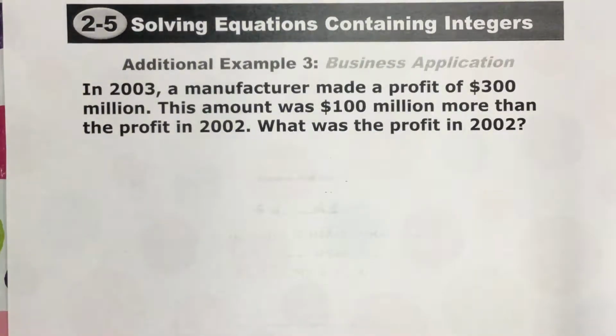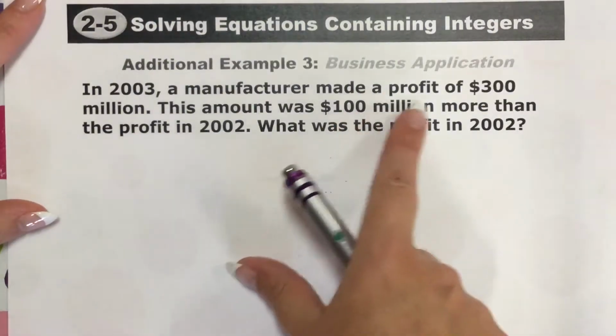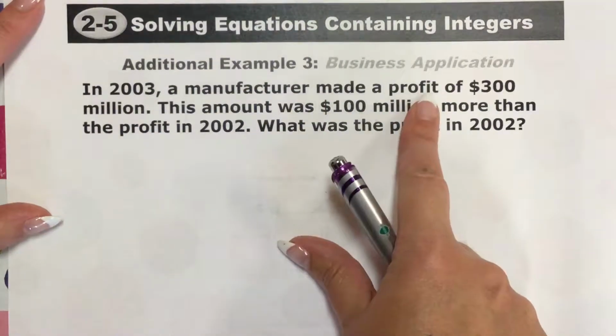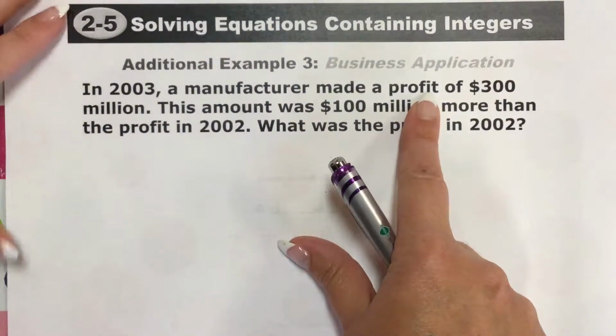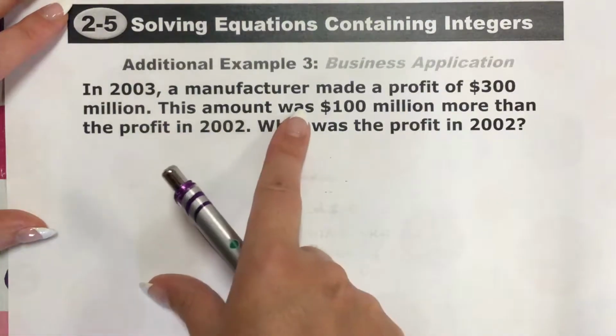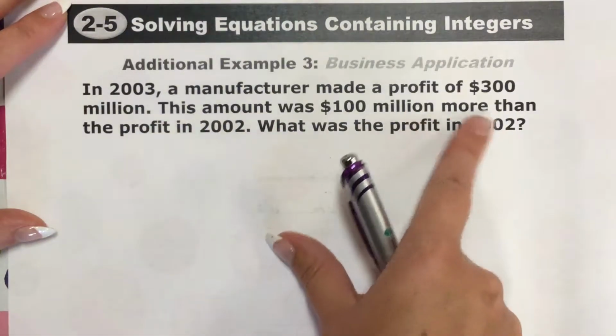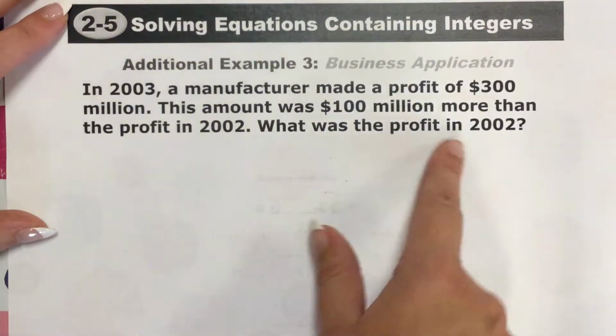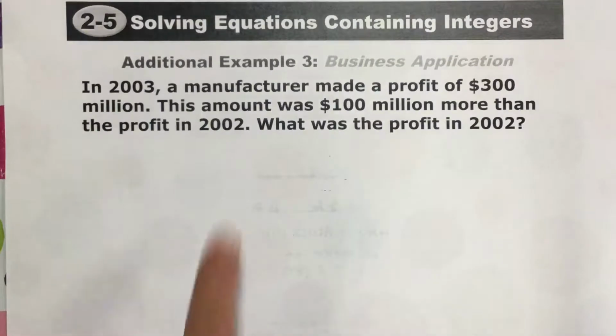In 2003, a manufacturer, that's somebody that makes things, made a profit of $300 million. That's a lot of money. Profit, that's you're making money. That's what the word profit means. This amount was $100 million more than the profit in 2002. What was the profit in 2002?